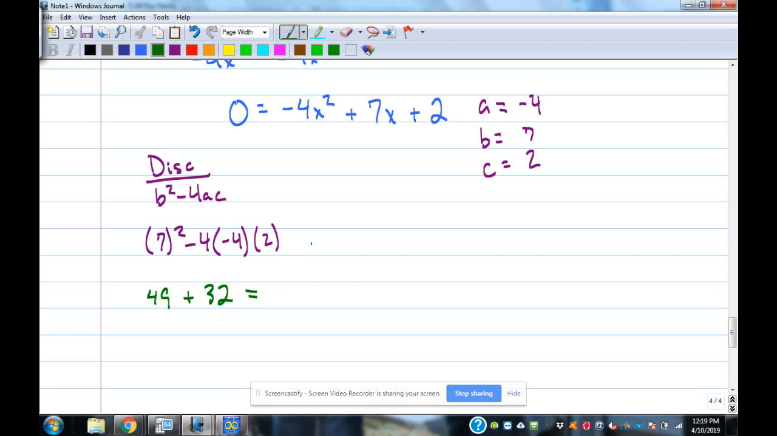Well, 9 plus 2 is 11. 40 plus 30 is 70. What's 70 plus 11? 81. A lot of times it's easier to do that way. Add the ones up and then make the others powers or multiples of 10. And so 81 is our discriminant. So that tells us we have how many solutions? 2 real solutions.